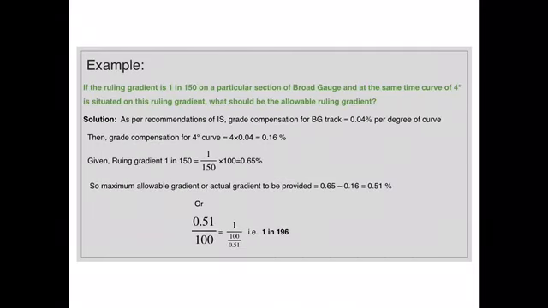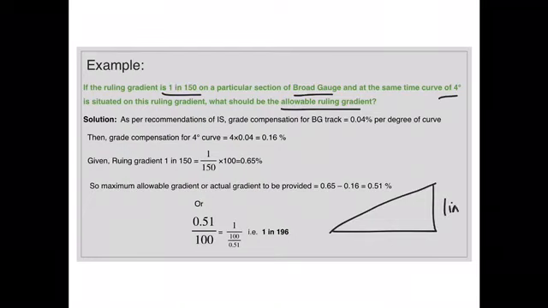Here in this example, the ruling gradient is 1 in 150 on a particular section of broad gauge track. At the same time, we have a curve of 4 degree situated on the ruling gradient. What should be the allowable gradient? So the ruling gradient is given as 1 in 150, but there is also a curve of 4 degree.